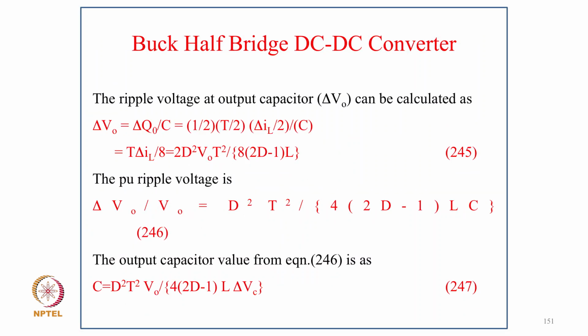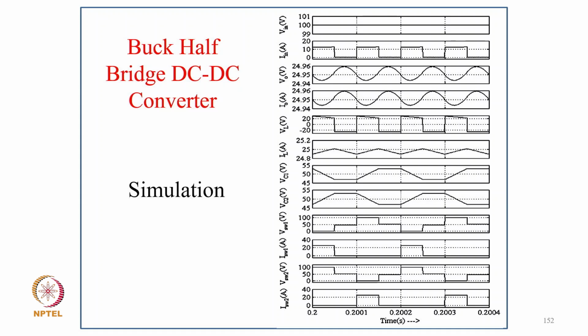Similarly, for the ripple voltage across the output capacitor, delta V equal to Q upon C, that is half T by 2 delta IL by 2 C, equal to T delta IL by 8C, or 2d square VO T square divided by 8 (2d minus 1) into LC. The per unit ripple voltage is delta V divided by VO equal to d square T square divided by 4 in bracket (2d minus 1) into LC, and the output capacitor value from this is C equal to T square VO divided by 4 (2d minus 1) L delta VC. So these are the typical simulated waveforms of this buck boost half bridge converter.